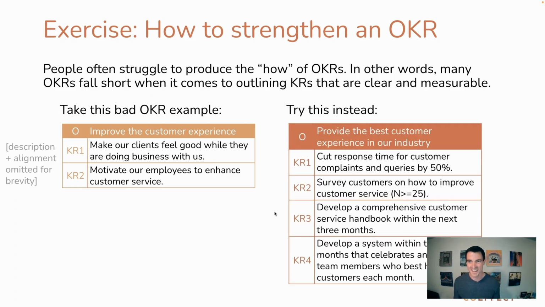Okay, I'm assuming you've done that. So first, maybe we can make the objective more compelling: not just improve the customer experience, but provide the best customer experience in our industry or in our region. And then we can make these key results actually measurable. So we think about some metrics like response time for customer complaints. Maybe we think about some milestones like develop a system for X. And what I would even suggest to make these stronger is to put a date next to them.